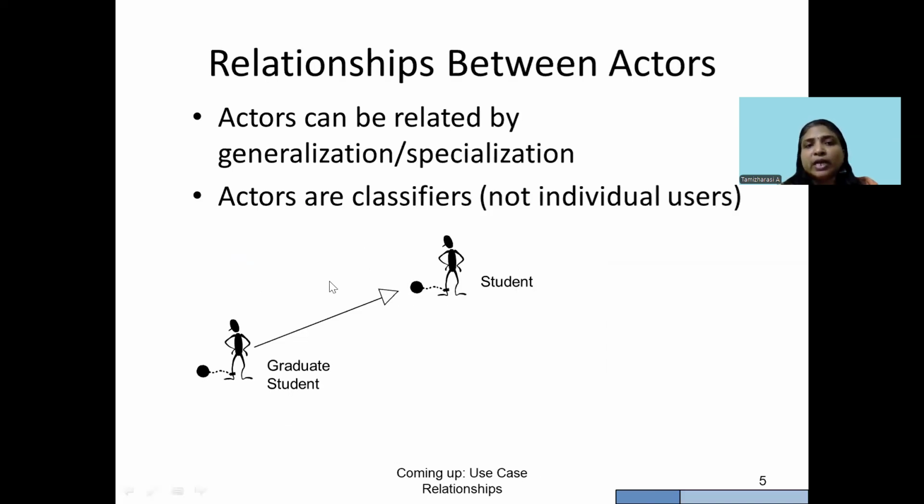Next is the relationship. You can have different types of relationship. It can be either a generalization or a specialization, and for an association, this type of arrow mark is used. For example, a student can be a full-time student or a part-time student. So there can be associations between the actors.